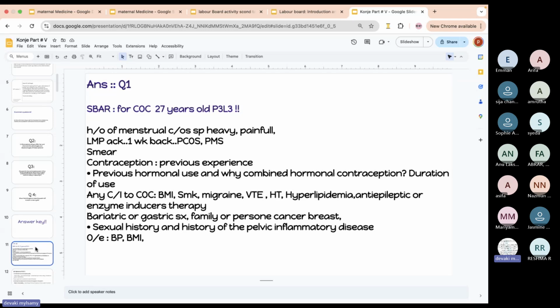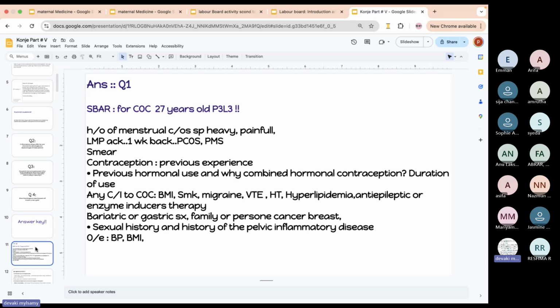Any contraindication to COC? Yes, you rightly mentioned that, because you need to identify whether it's a safe prescription. That is one of the important patient safety points. So what are the contraindications? BMI, smoking, migraine, VTE, hypertension, hyperlipidemia, any drug enzymes. Not contraindications, but then you will be more cautious. If the patient is on enzyme inducer therapy, then you will be more cautious regarding the COC pills. Bariatric or gastric surgery, as it minimizes the absorption; the absorption will not be proper. And a person with personal or family history of breast cancer. These are the contraindications.